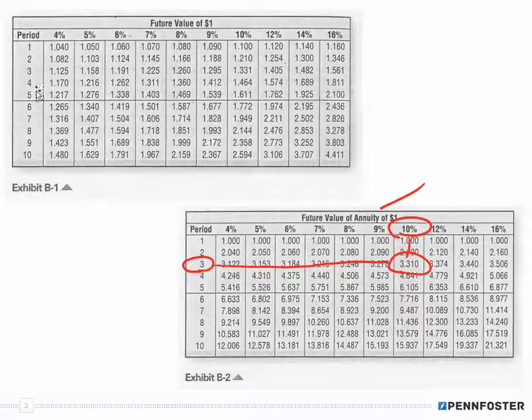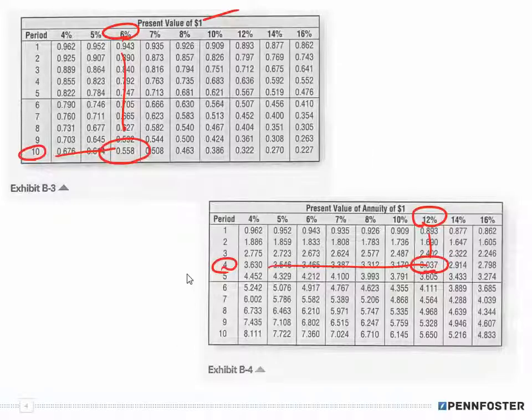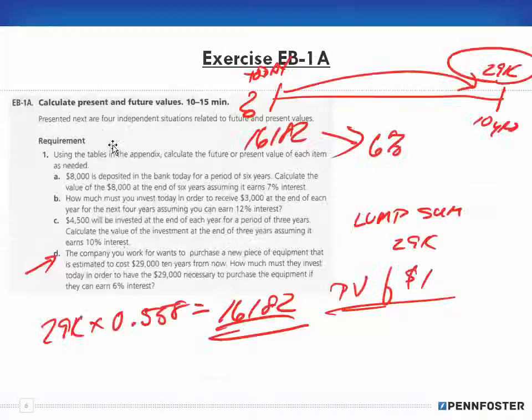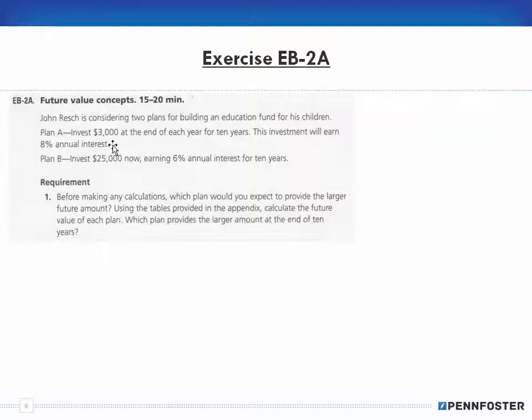Now, I reproduced the time value of money tables for the future value here, and on this next slide for the present value. They're part of the appendix, and these are the tables that you're using for this work. Right, so in the last video we had done EB-1A, so now we're going to be doing EB-2A.